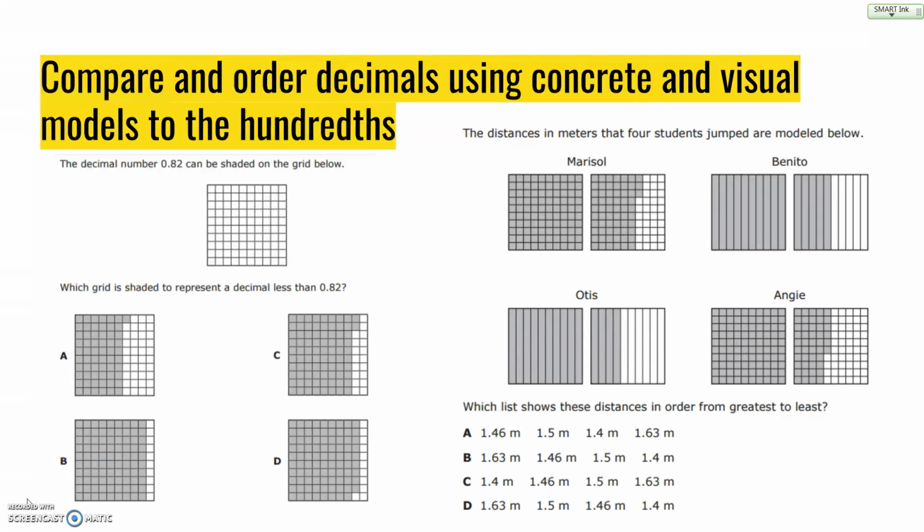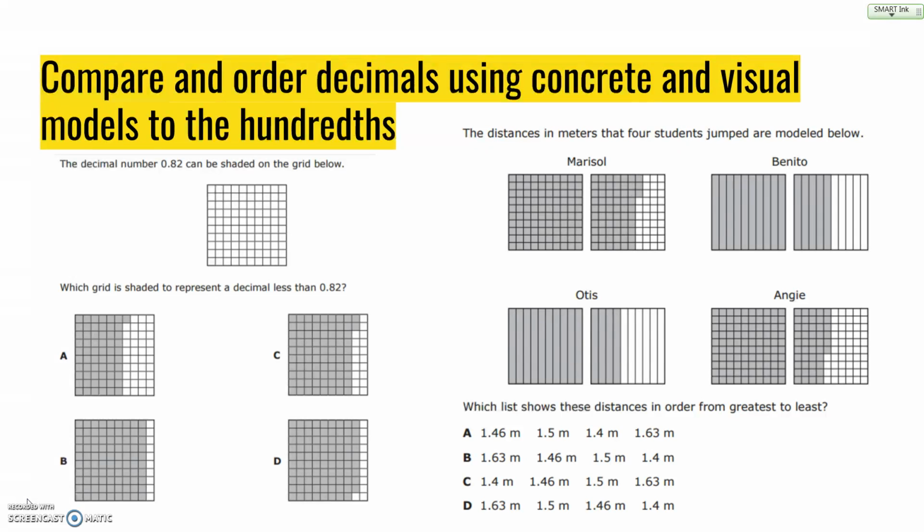The decimal 82 hundredths can be shaded on the grid below. And so they might go ahead and shade that in. Which grid is shaded to represent a decimal less than 82 hundredths? So here they're comparing the one that represents 82 hundredths and trying to compare it to the others and find one that represents less than that.